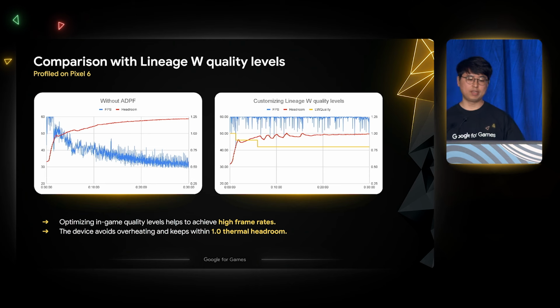The results speak for themselves. Lineage W's in-game setting offers significant performance and thermal management benefits over a more generic solution like ADPF. It maintains the target 60 FPS for the entire test duration while keeping thermal headroom in check. This is likely due to the game-specific tailoring of its graphic options, ensuring smooth gameplay without device overheating.